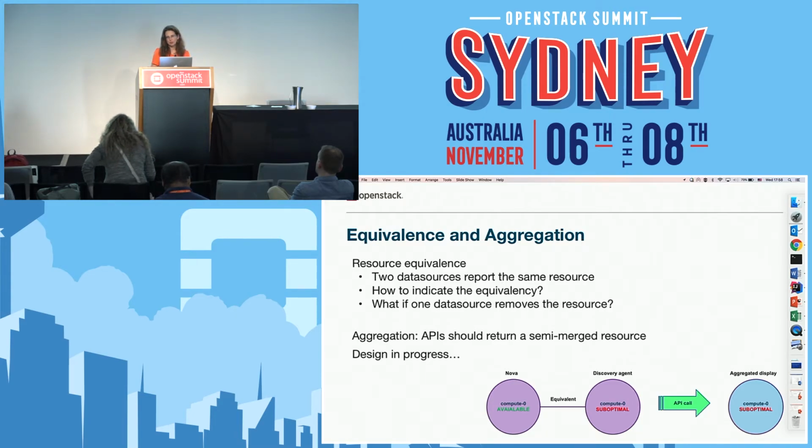So instead of merging, we have decided to keep both and add an equivalence edge that represents the fact that both are equivalent. But thinking about the user, the end user will not understand it. So we are thinking about ways to aggregate the information. Maybe the API layer returns some abstraction of a semi-vertex that is a merge of the two vertices that really exist in the backend. And like I said, it's under design.